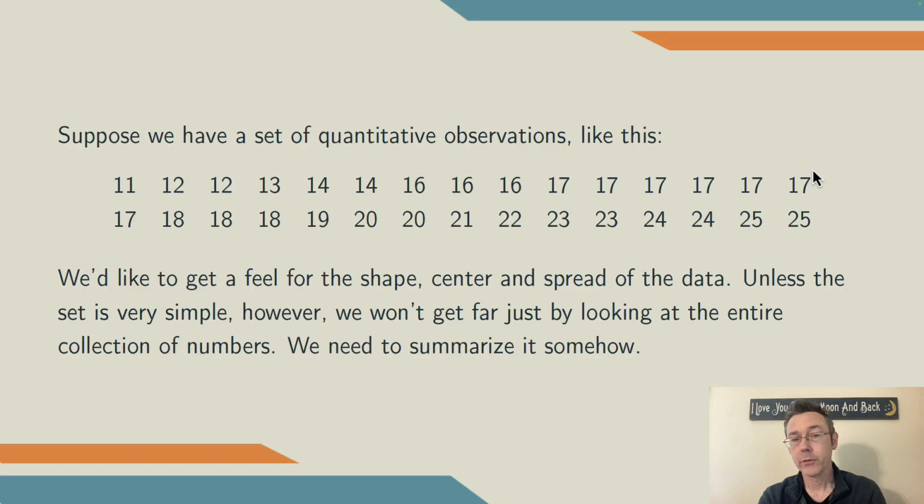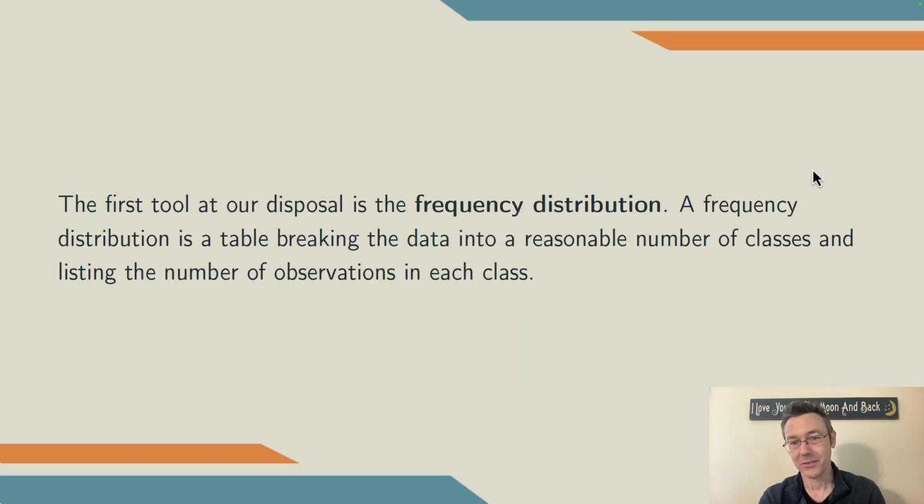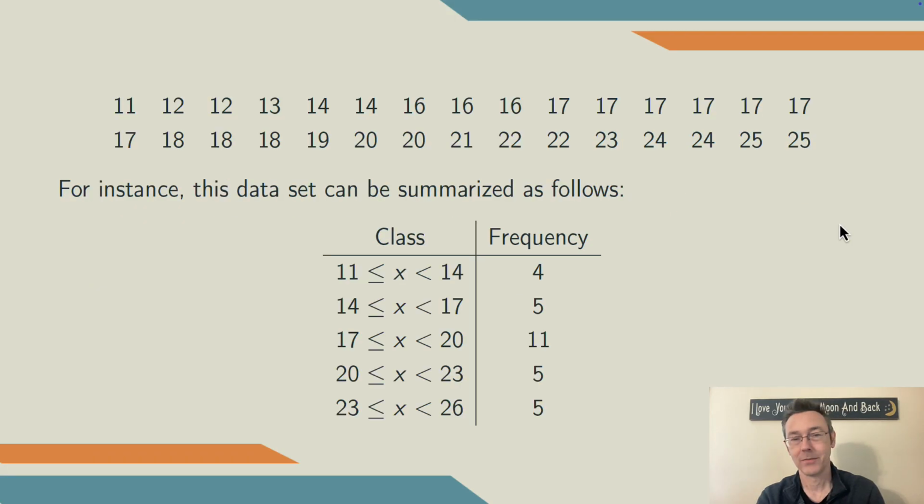One of the most fundamental tools at our disposal is the frequency distribution. This is just a table that's obtained by breaking the data down into a reasonable number of classes and then listing the number of observations in each class. So, for instance, with that data that I flashed a moment ago, we can do this frequency distribution. Here I've made 5 classes and just counted up how many observations are in each.